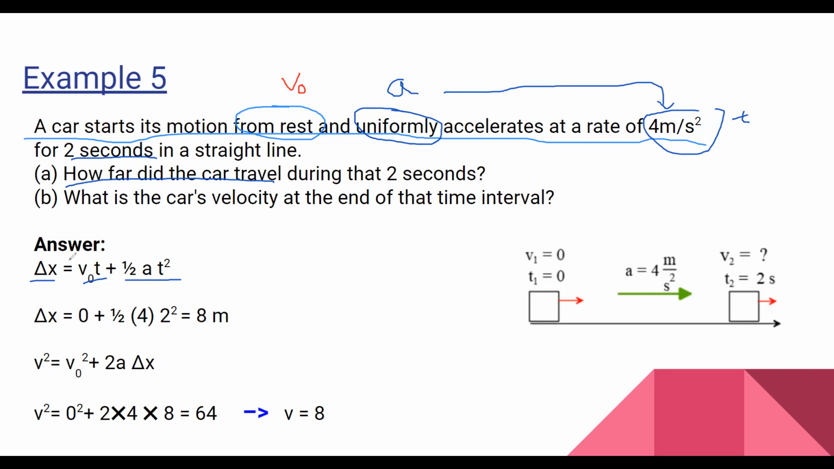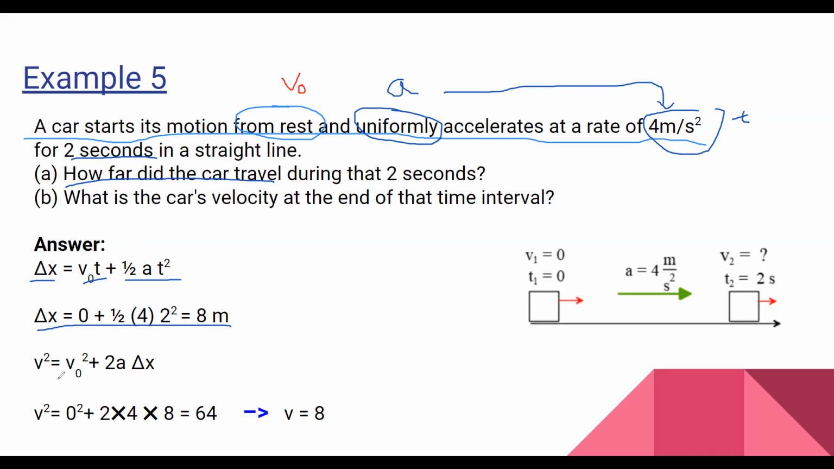This is equal to V0 T plus 1/2 of AT squared. So you can just plug everything in on the right side because we're given everything there, and you get delta X is equal to 8 meters for part A. What is the car's velocity at the end of that time interval?